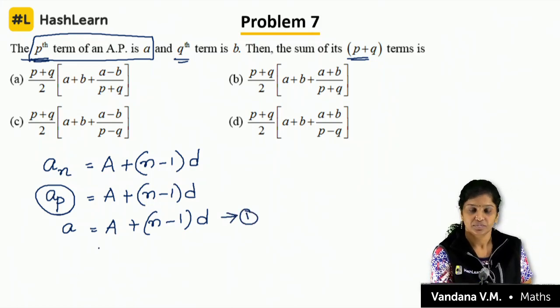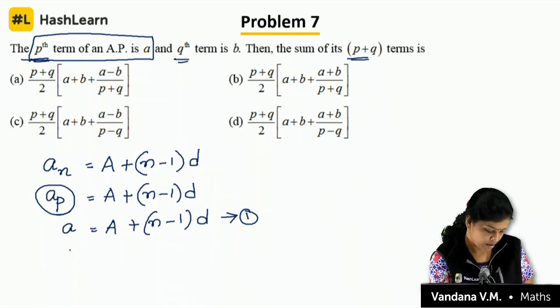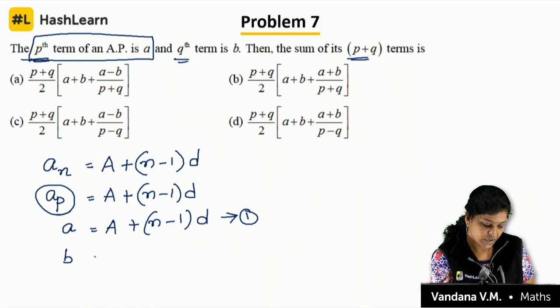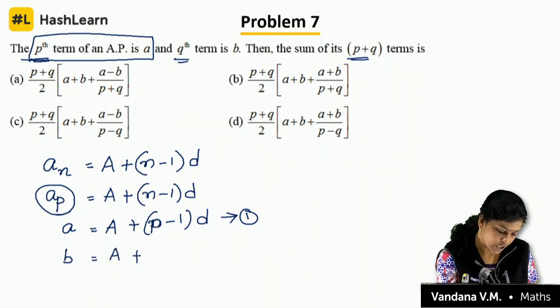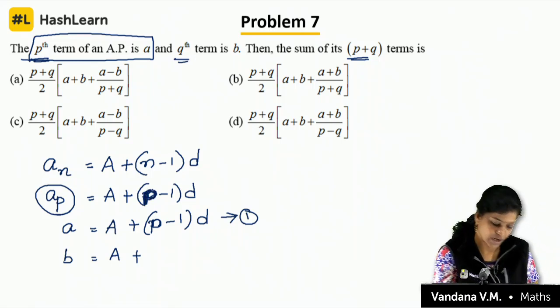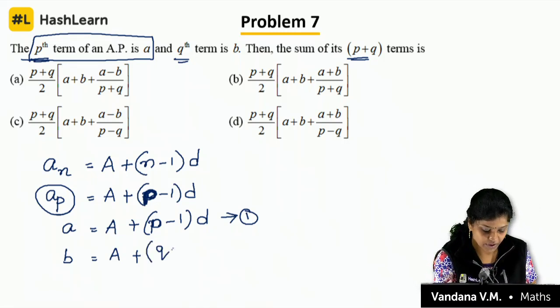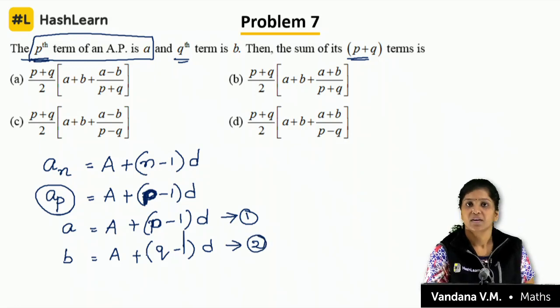Next, second one, qth term is b. That is b is equal to a plus, here the pth term becomes p. Nth term means n minus 1, pth term means p minus 1, qth term is q minus 1 into d, equation number 2.